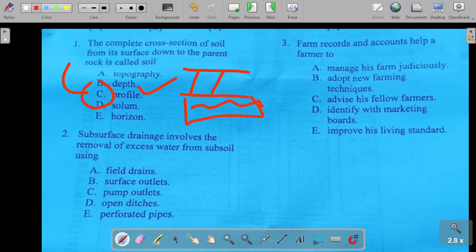Then number 2 says the soil drainage involves the removal of excess water from the subsoil using... If you want to remove excess water from the subsoil, you are going to use a feed drain, no, surface outlet, no, pump outlet, no, open ditches, no, it's perforated pipes. That is the easiest and most efficient way to do it, perforated pipe.